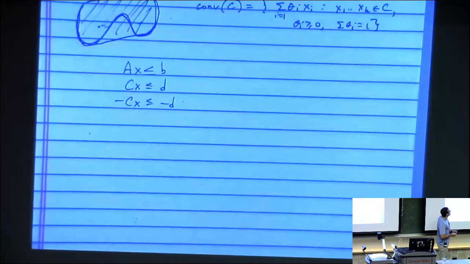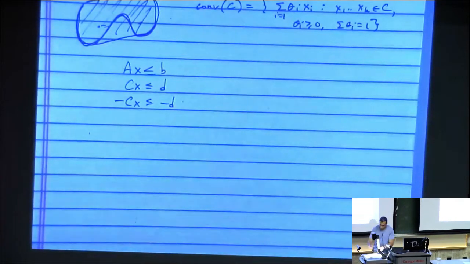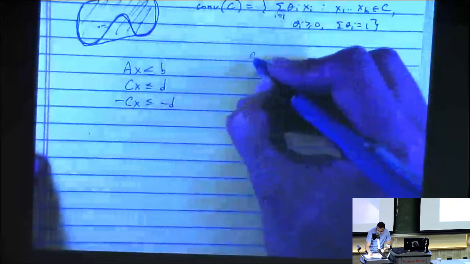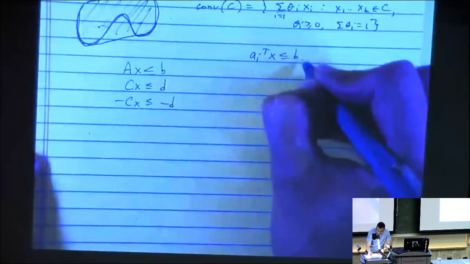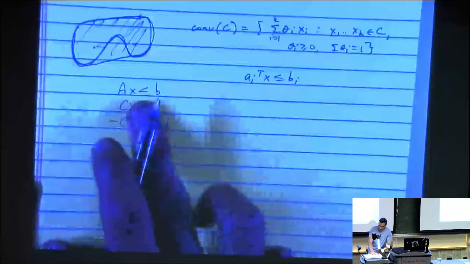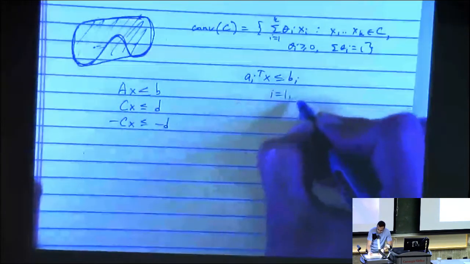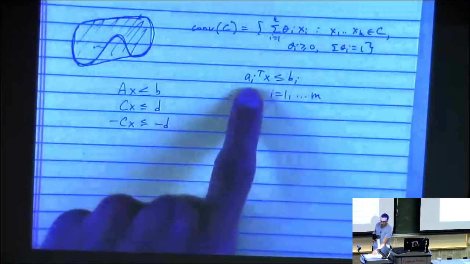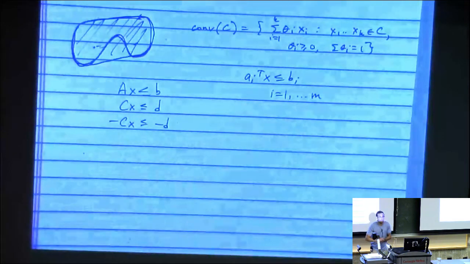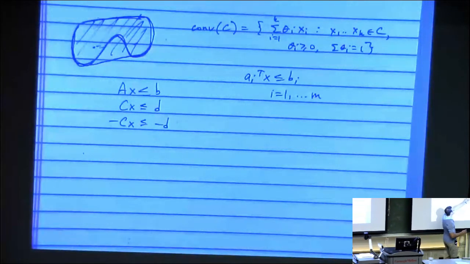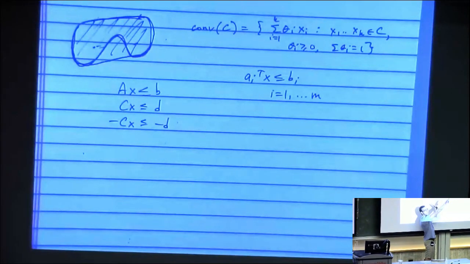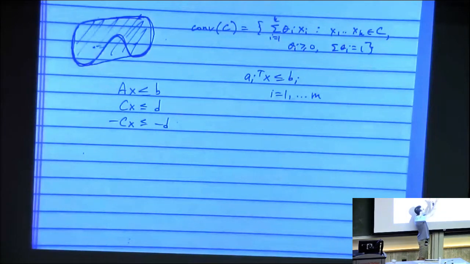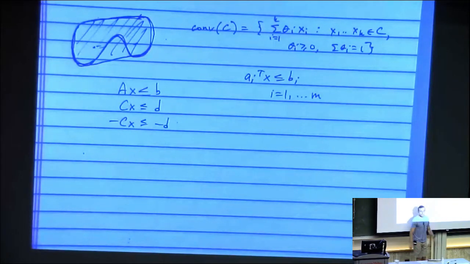Okay, so that's a polyhedron. I can also think about a polyhedron as an intersection of half spaces. So every row of A, let me call it a_i. I can think about Ax less than or equal to b as being equivalent to these m half spaces, a_i transpose x less than or equal to b_i. That's the ith row of A, and there are m rows. So it's the intersection of m half spaces, and that's what this picture is showing. Every half space gives me everything to one side of a particular line in this 2D image. And if I intersect them all, I get a polyhedron.